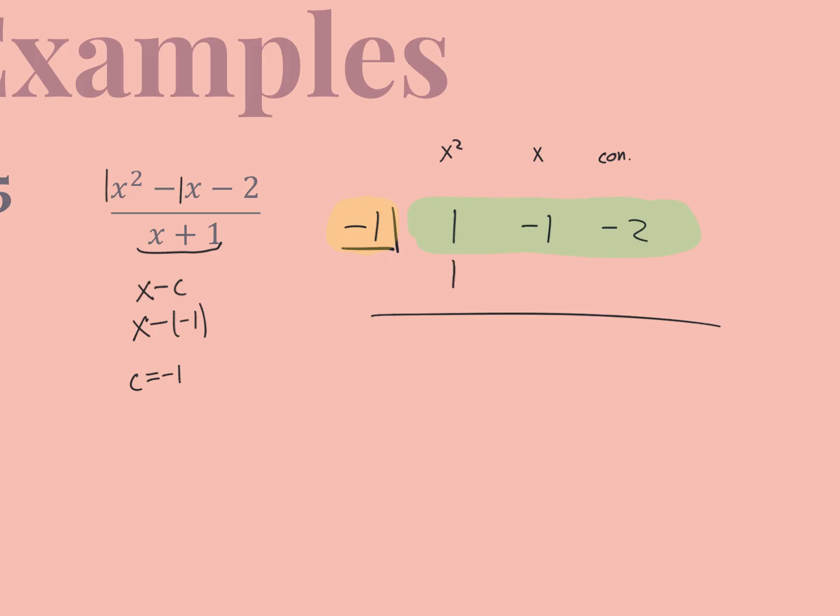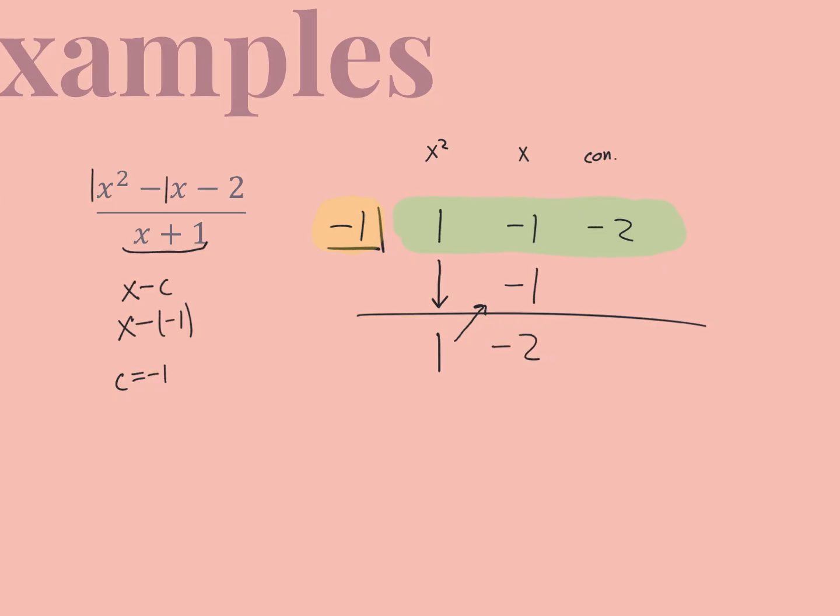And then it follows this algorithm, which is going to look like this. The first time, you're going to bring this number down. You're not going to do anything to it. It's going to stay a 1. And then the number that goes up here is this number down here times our C value, and our C value here is negative 1. And 1 times negative 1 is negative 1.